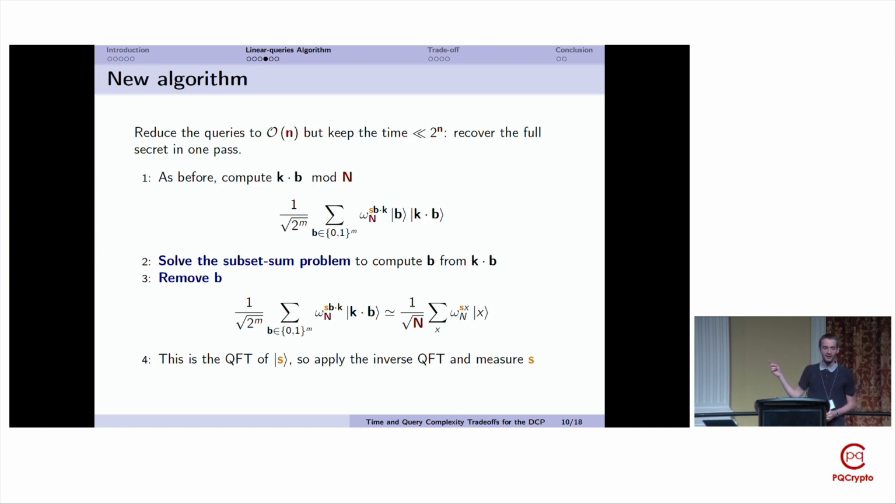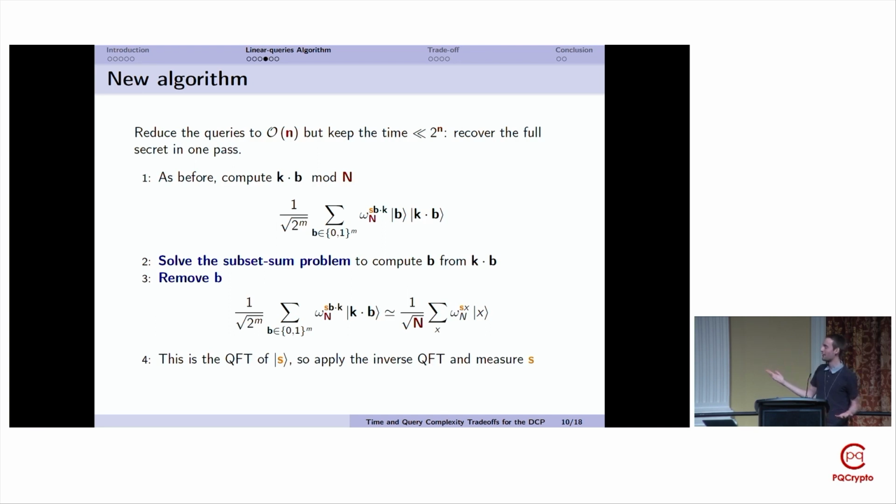As before, we can start by having all our phase vectors and then computing the k.b modulo n in that case. And then the problem is, before we were measuring this value and then working from here. And here, we're not going to measure it. We are going to directly erase it. Well, exactly, we actually erase b, not k.b. We're going to keep k.b, but we erase b here.